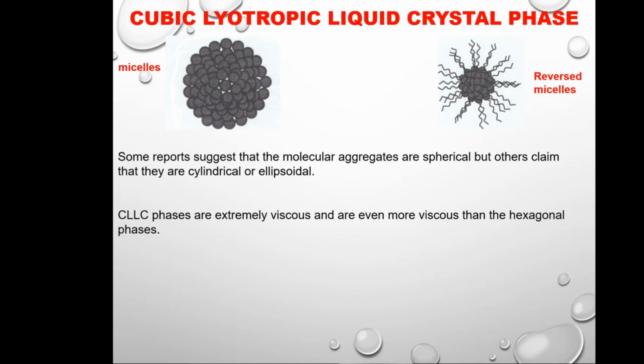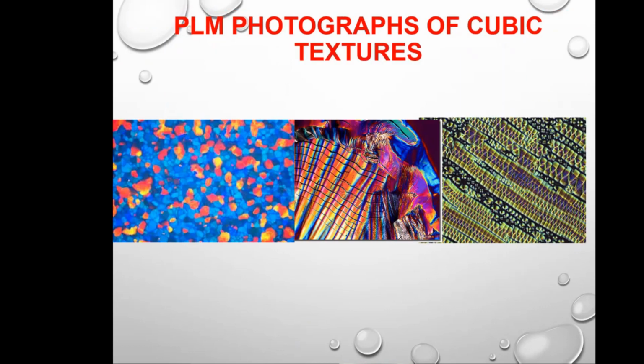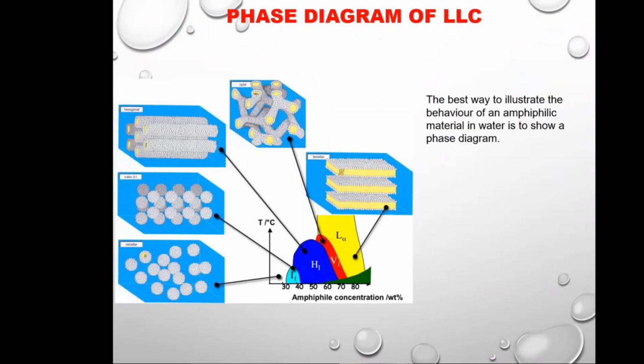Cubic lyotropic liquid crystals are extremely viscous and even more viscous than the hexagonal phase, and sometimes they're called viscous isotropic phases. In nature, this makes them difficult to be detected by polarized light microscopy, and that's why sometimes they just remain undetected, as polarized light microscopy is one of the main techniques of observing. However, here you can see photographs of the cubic texture arrangement.